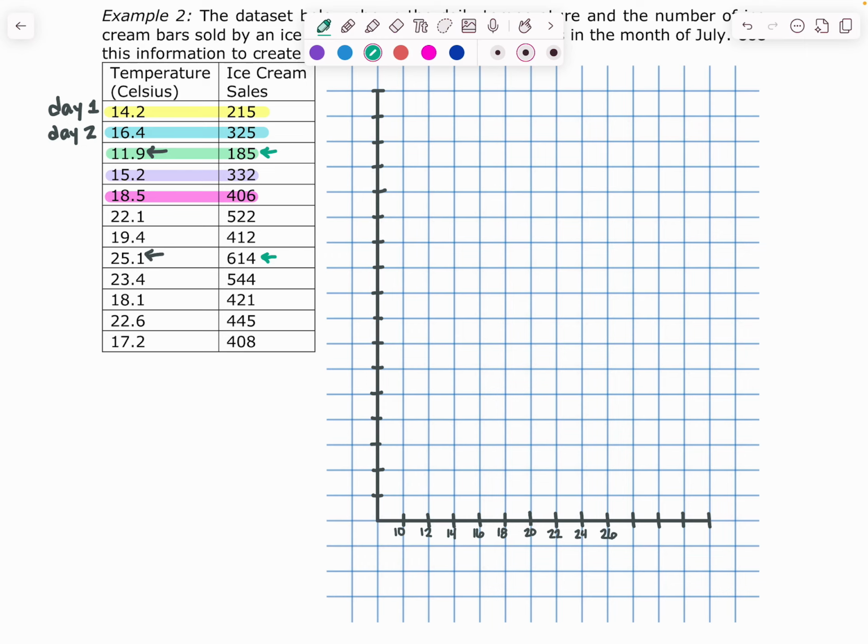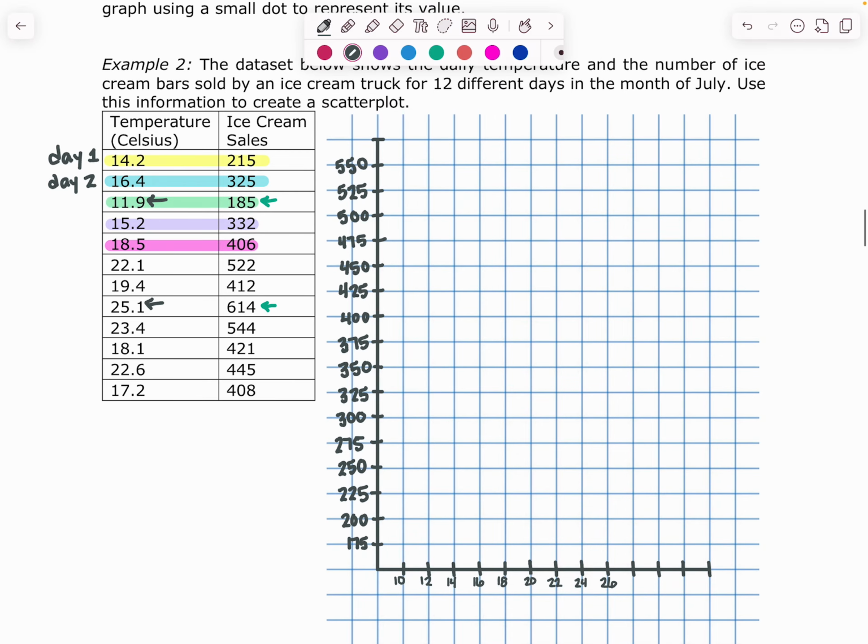So maybe if I go by 25s and start at 175, let's find out. 175, 200, 225, 250, 275, 300, 325, 350, 375, 400, 425, 450, 475, 500, 525, 550. Oh no, not quite.